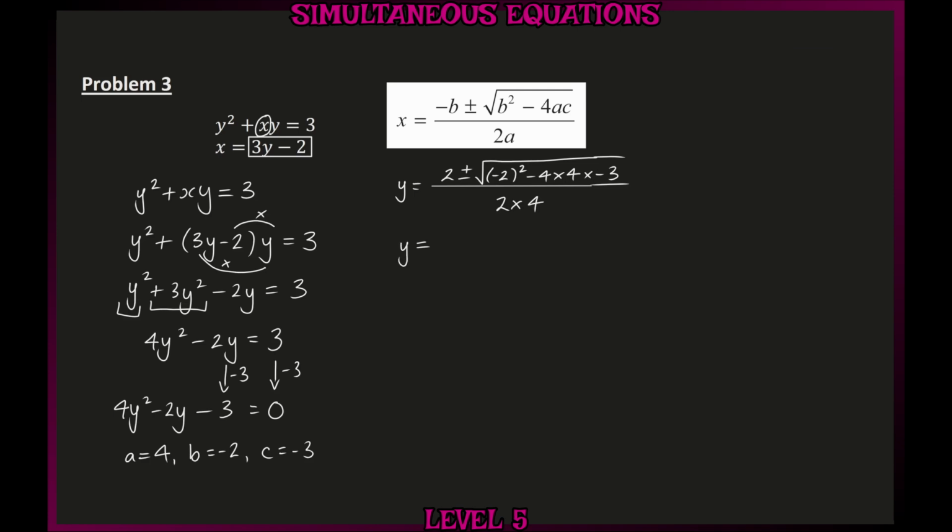And if we do this with a plus to start with, we get to 3 significant figures y is equal to 1.15. And if we do this again using the minus on our numerator, we have y is equal to minus 0.651.